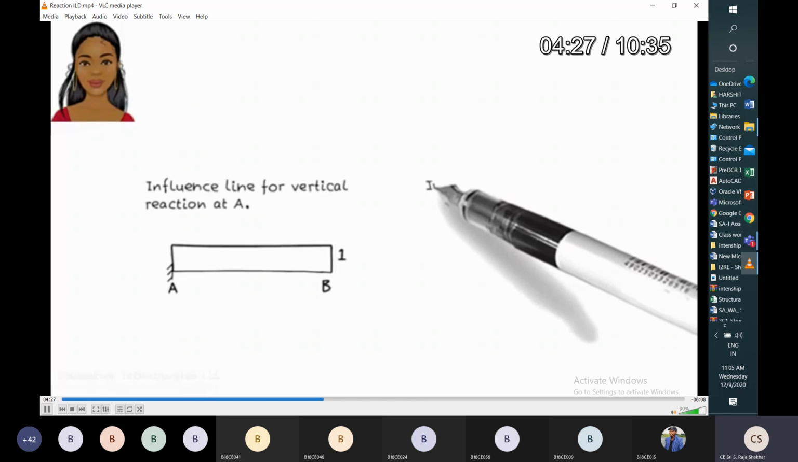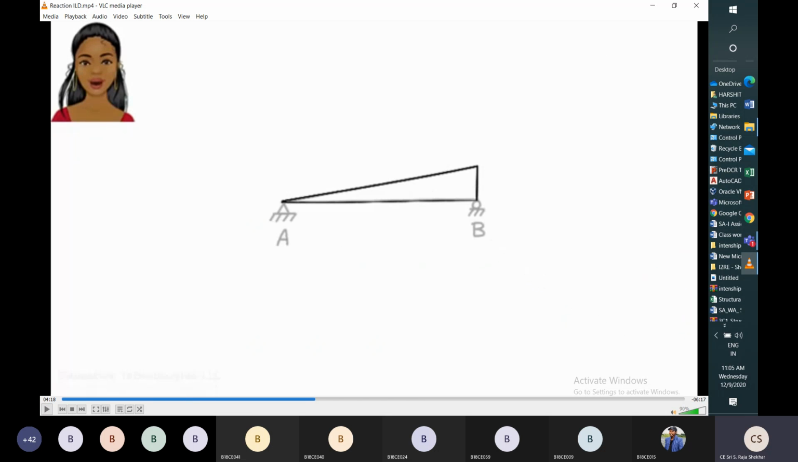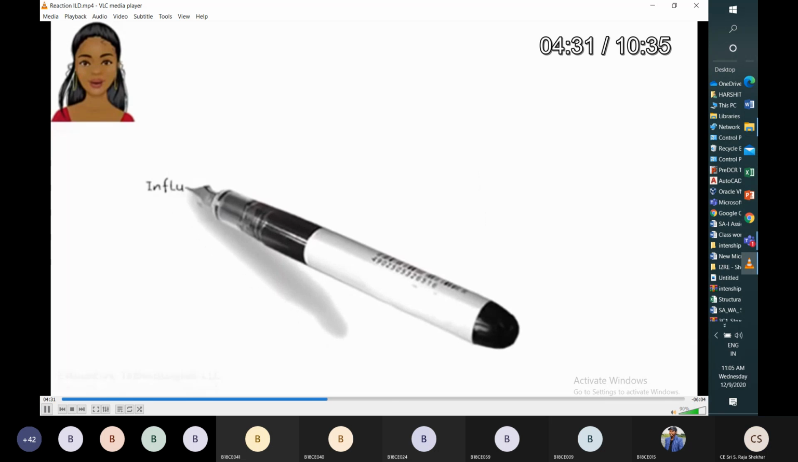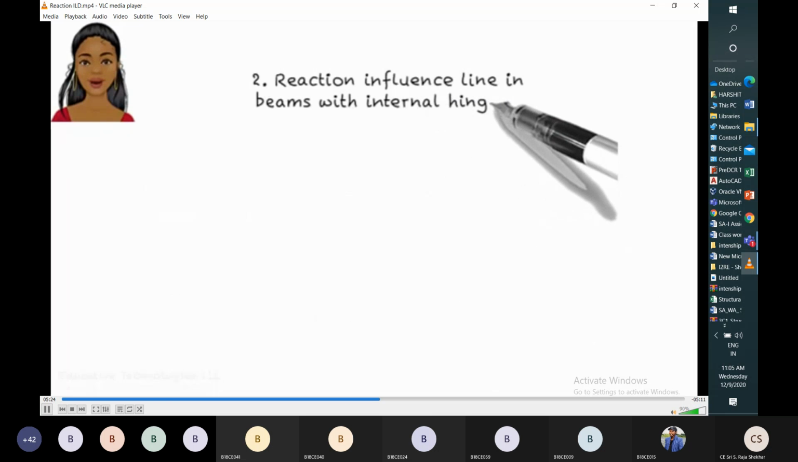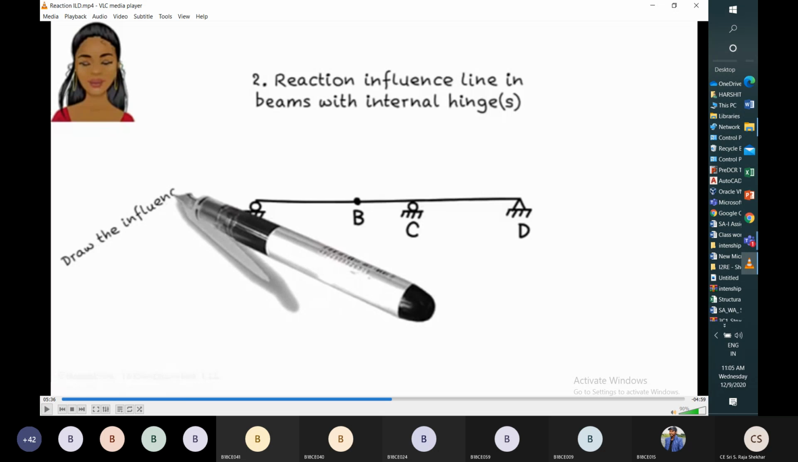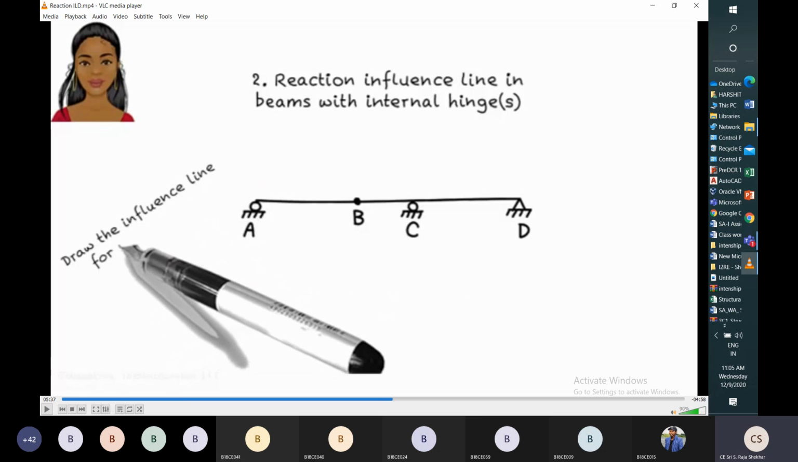Now I want to draw the reaction influence line for A. For that, we have to push the member at A with one unit force. The deformed shape of the member will represent the reaction influence line for support A. So I want to draw the reaction influence line at A.